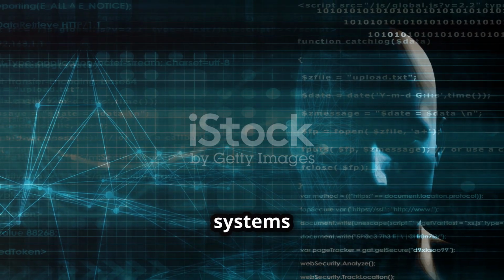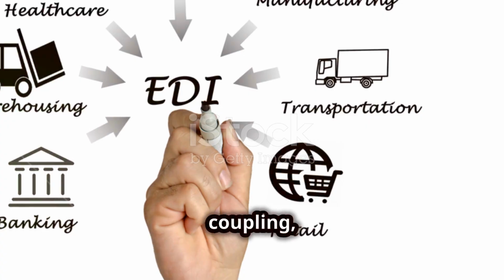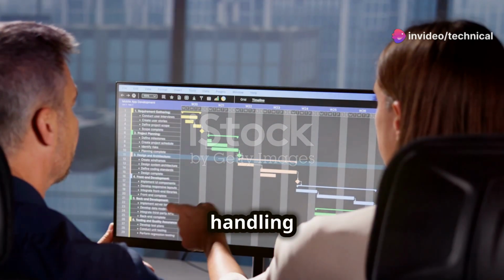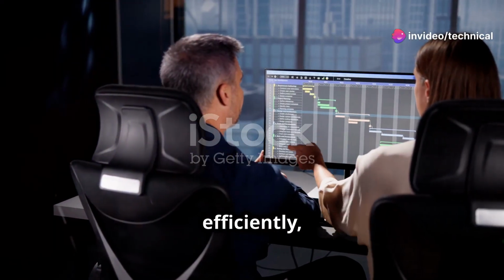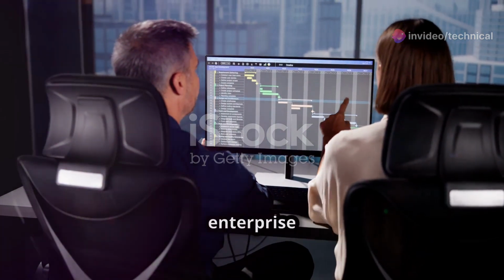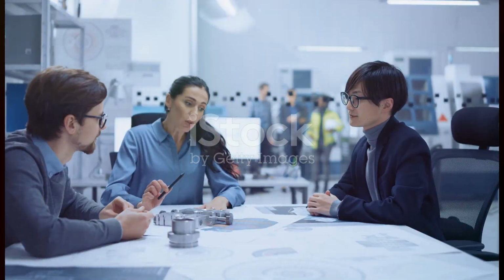They enable systems to exchange information without direct coupling, improving modularity and flexibility. By handling asynchronous tasks efficiently, message-driven beans contribute to the overall performance and responsiveness of enterprise applications.